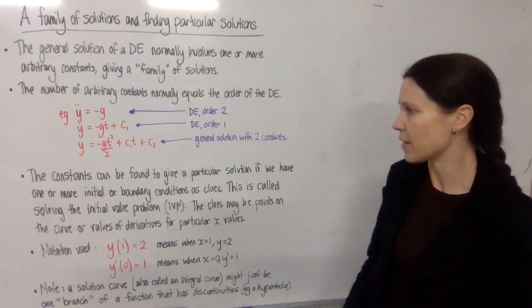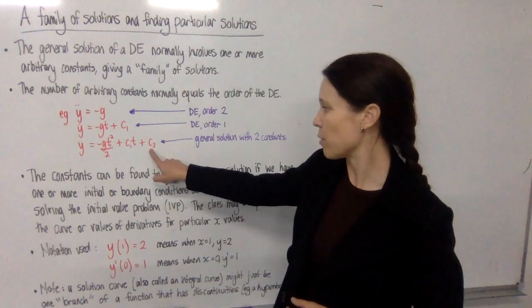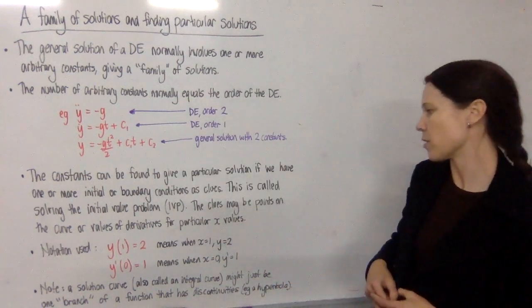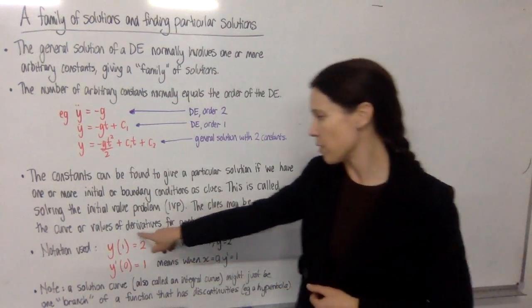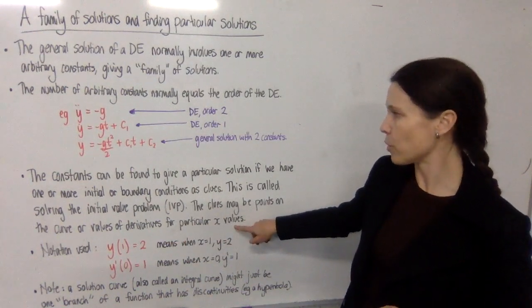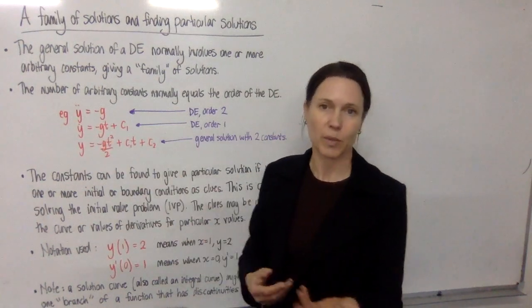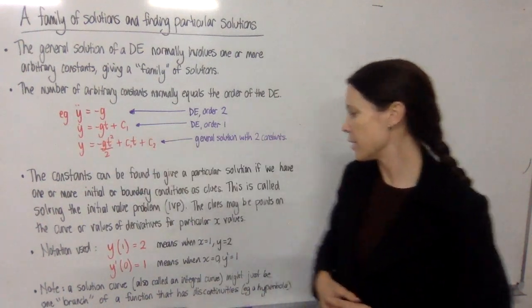We learned how to say when t equals 0, y equals 0, therefore we found that c2 is equal to 0. They might also be values of derivatives for particular x values, and we've done that in projectile motion before as well. We've said when t equals 0, y dot equals a particular thing, and that helped us find c1.